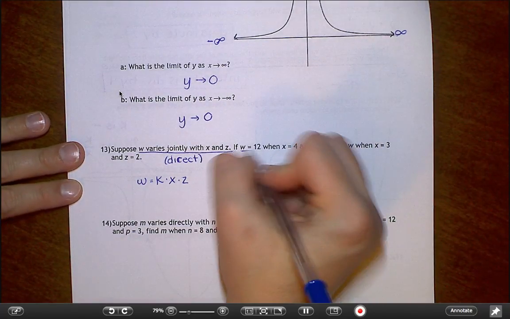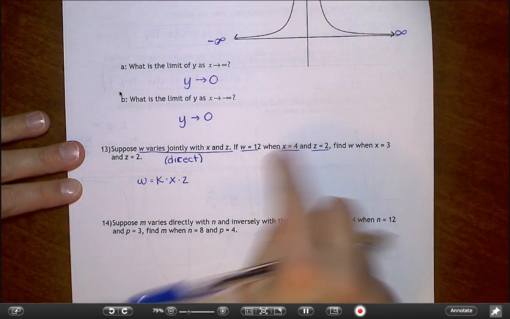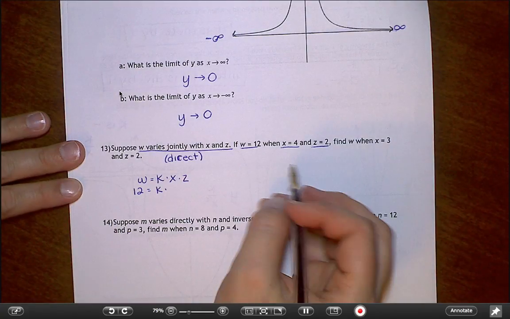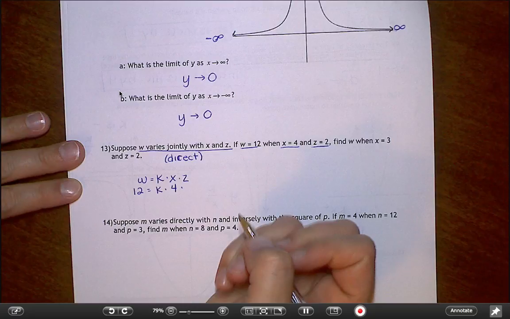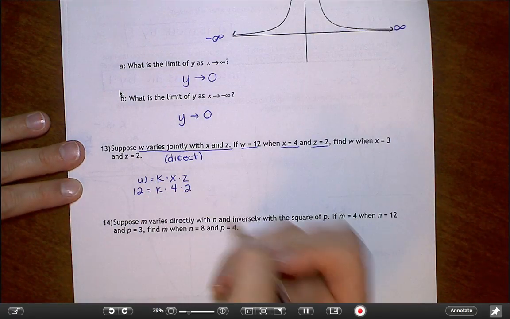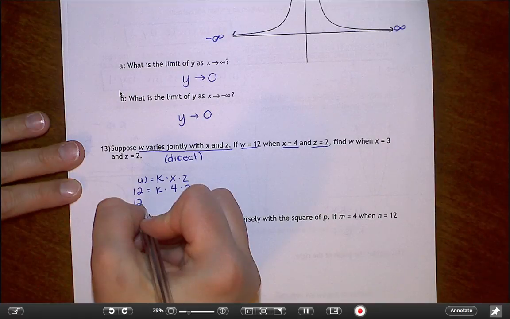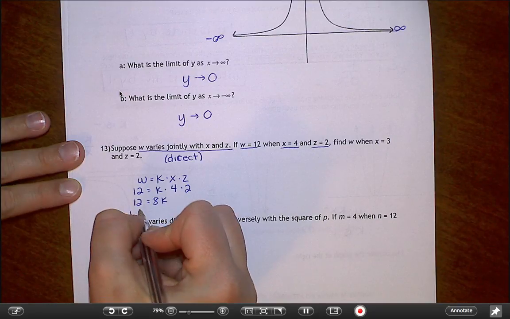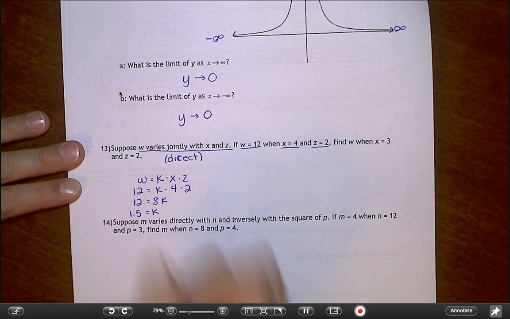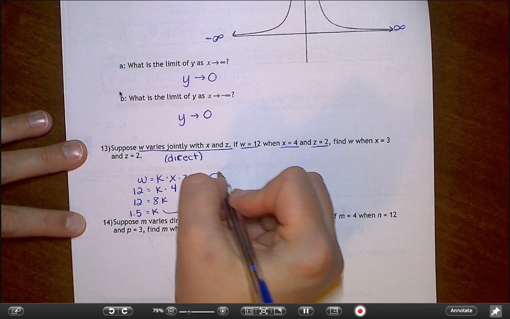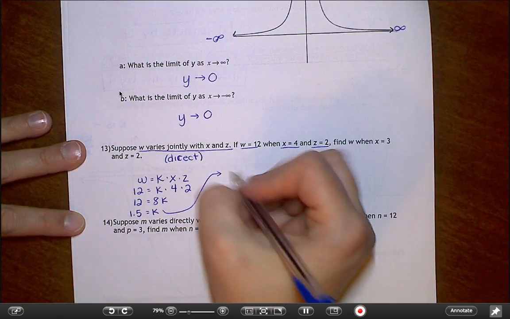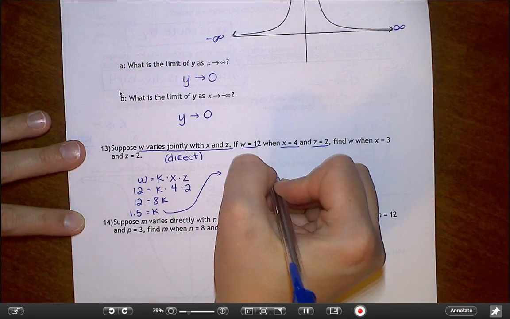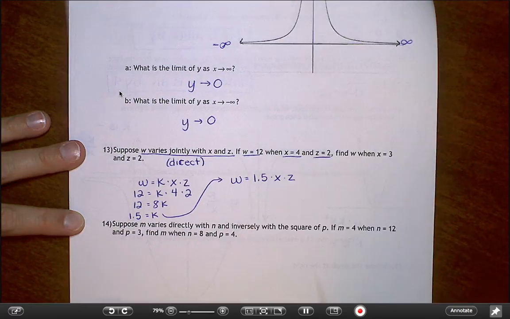And then I'm going to plug in these three that I know. I'm going to plug in 12, 4, and 2 to solve for my K value. Let's see, X is 4, Z is 2. That's really going to be an 8, so I end up with 12 equals 8K. And then I'm going to divide on both sides by 8, and I end up with 1.5 as a K value. And now I'm going to take that K value and plug it back into this formula. So now I know that I can get any other combination by doing 1.5 times X times Z.